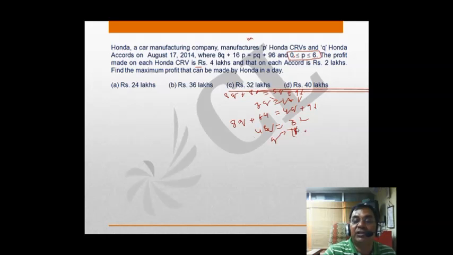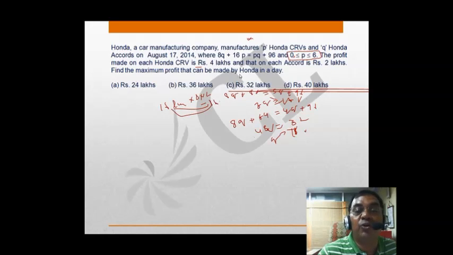Now we just check the profit. P I have taken 4, so 4 into 4, 16 lakhs. Q is 8, 8 into 2 is 16 lakhs. So the total answer becomes 32 lakhs. And that's the answer. It's a simple premise, because P was giving us more profit, so it should have been more profitable.